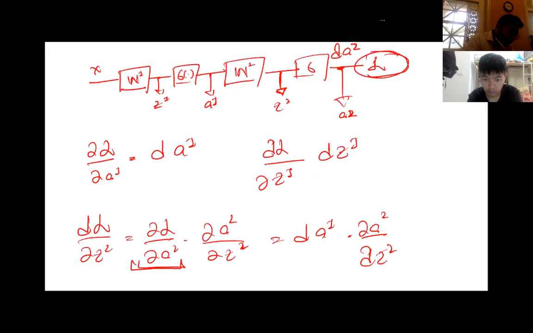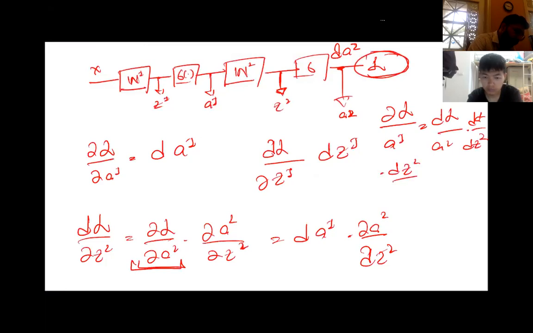Okay. Similarly, if I need to calculate the partial derivative of the loss function with respect to a1, this is the partial derivative of the loss function with respect to a2, times the partial derivative of a2 with respect to z2, times the partial derivative of z2 with respect to a1. And this, we know, is partial dz2. So basically, yes, sorry, it's dA2. Okay, and then this is the dz2.